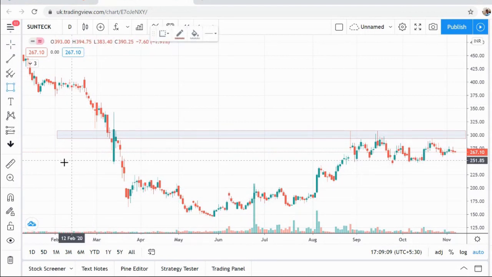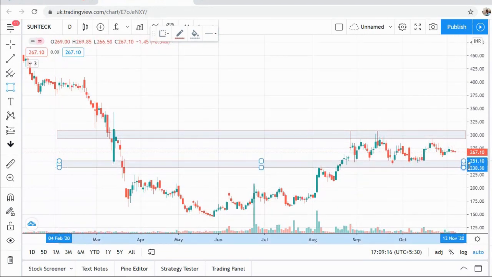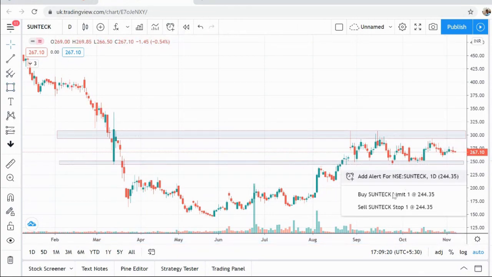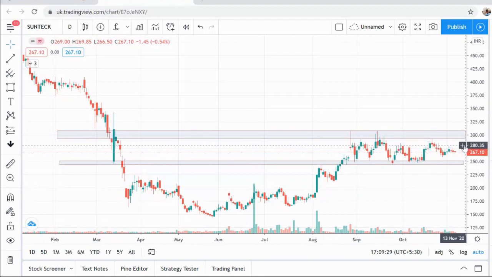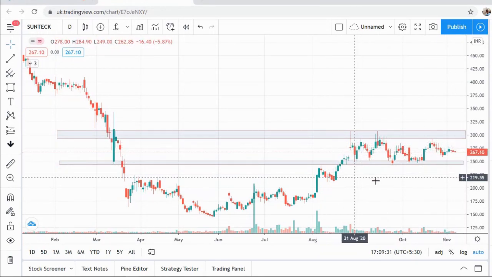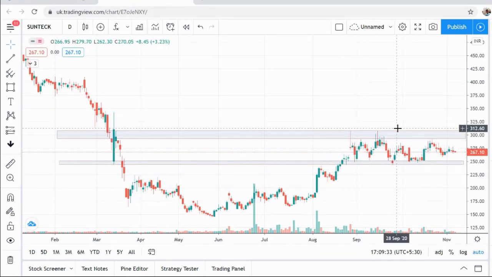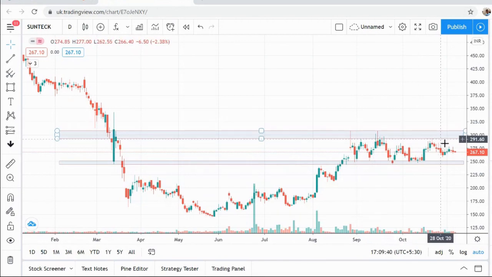Let's mark another area. If we see the current market price, this is the demand zone and this is the supply zone. What do we see here? We see that the demand zone is very thin and the supply zone is pretty thick. So it is possible that price will find it more difficult to break above than to break down.